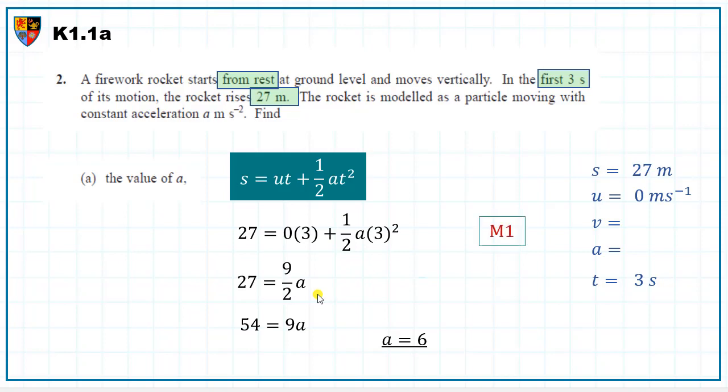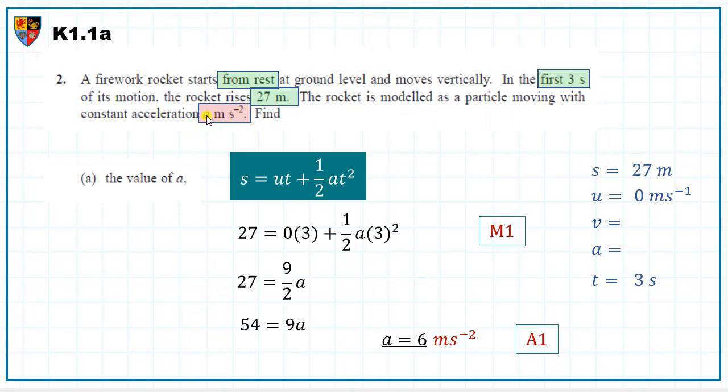Now, can I just point something out? Let's look at the mark scheme. M1, your method mark, you're going to be getting that for showing that you can use the formula, selecting the right formula, and then accuracy, a equals 6. No, we did not say a is equal to 6 meters per second squared because, well, look how the question is structured. It said a constant acceleration a meters per second squared.